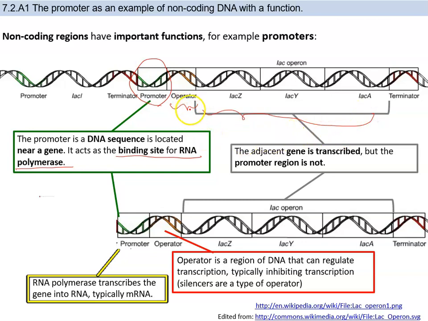So the operator, we had some discussion on operator as a form of silencer or enhancer. Operator is the region of the DNA that regulates transcription. It has the function on transcription regulation, and this regulation could be by enhancing or silencing. So it could inhibit the transcription as a silencer, or it could increase the transcription as an enhancer. And we had this conversation before.